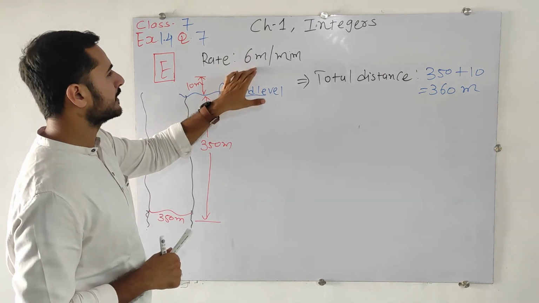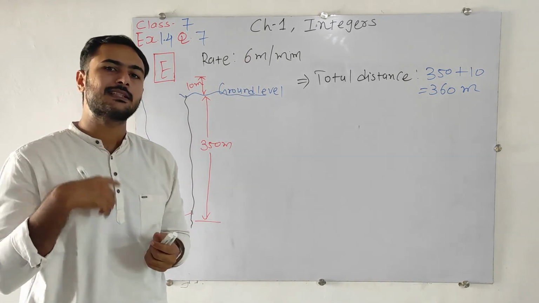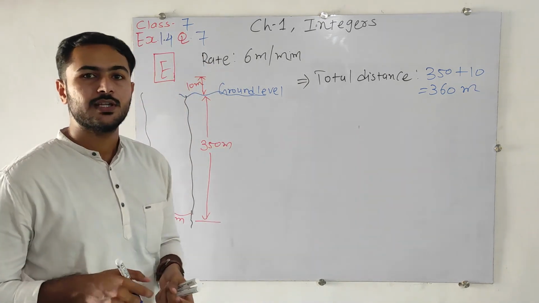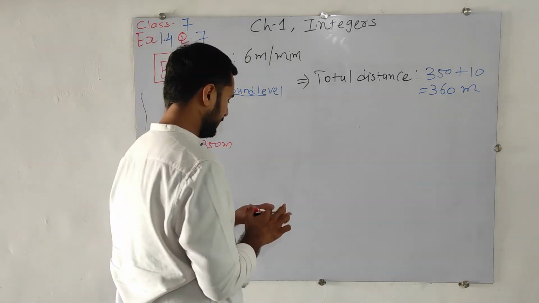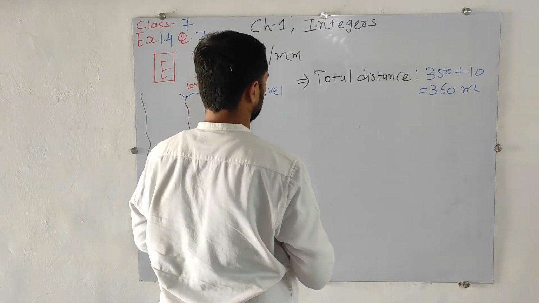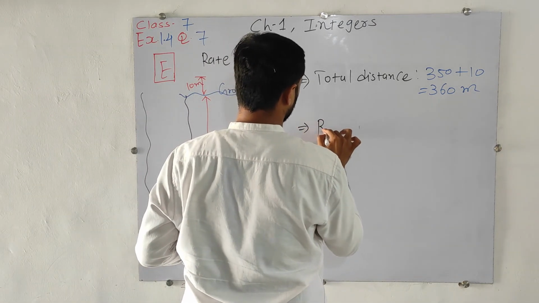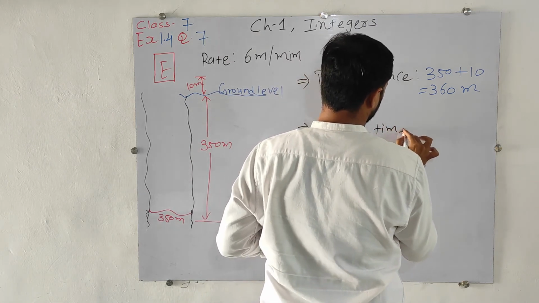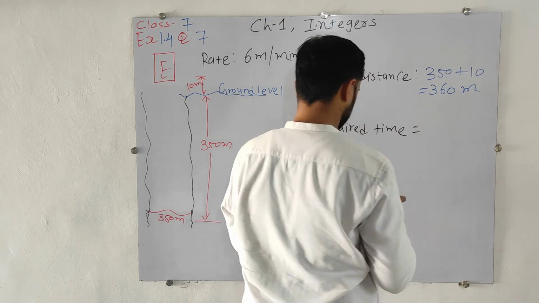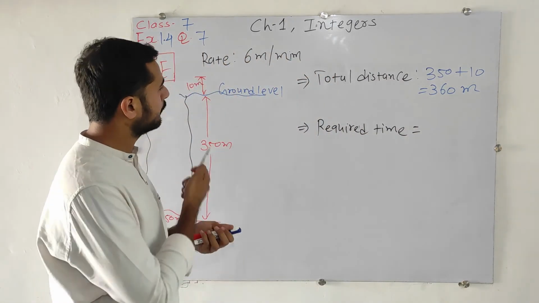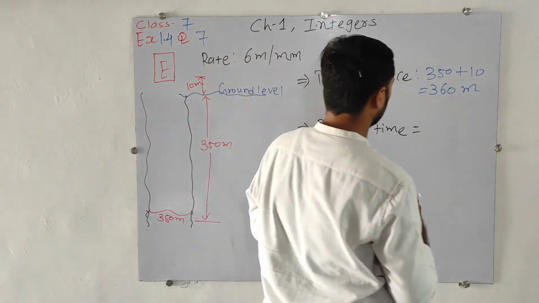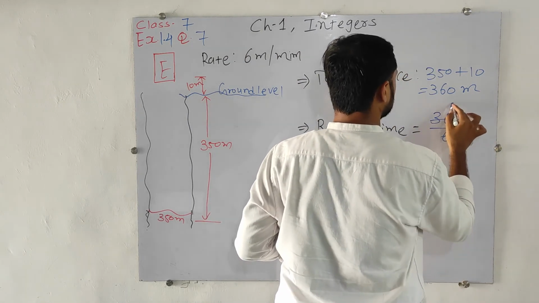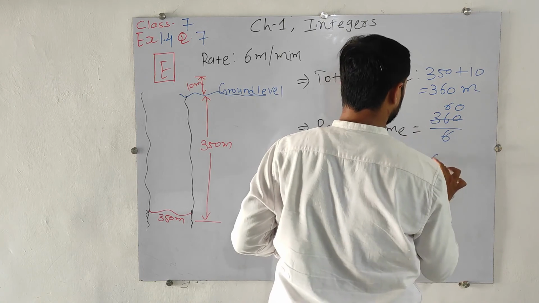Now we have to find the timings. Here it is actually given, that is 6 meter per minute. So per minute it covers 6 meter. So we have to find out for the 360 meter. So the total required timing, how will we find it? 360 divided by 6. That's very easy. 360 divided by 6. 6 6s are 36 and 0 as it is. Okay, so that is 60.